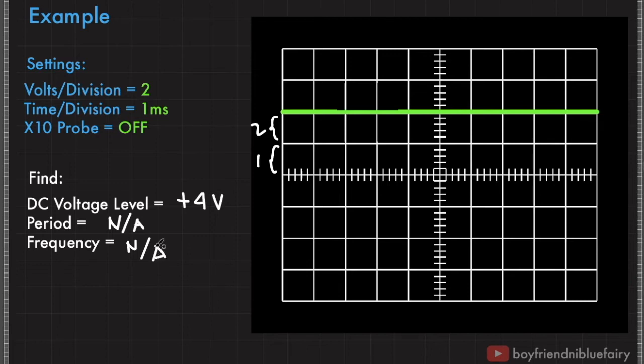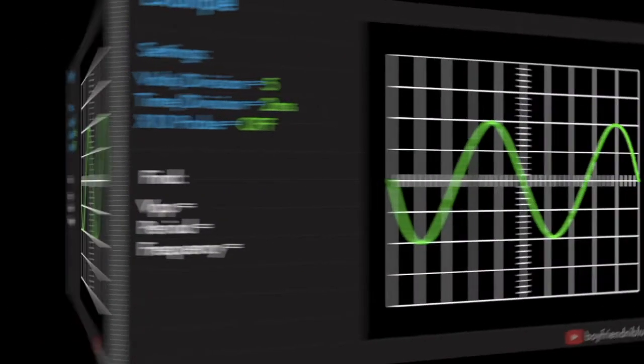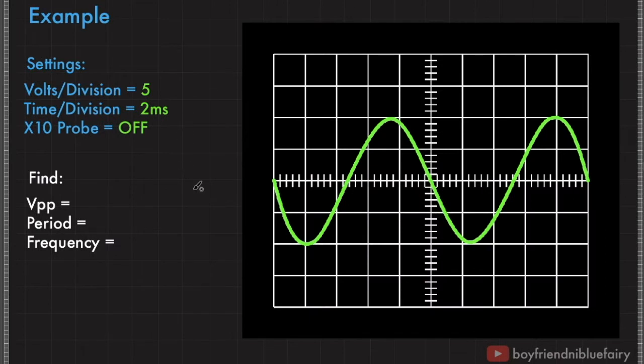Let's look at another example. So this time, we have an AC signal. After adjusting the settings, we were able to see this kind of signal from our input. So we have these settings. The volts per division is equal to 5 volts per division. Time per division is equal to 2 milliseconds per division. And the times 10 probe is off. So we don't have to multiply our final reading with 10.